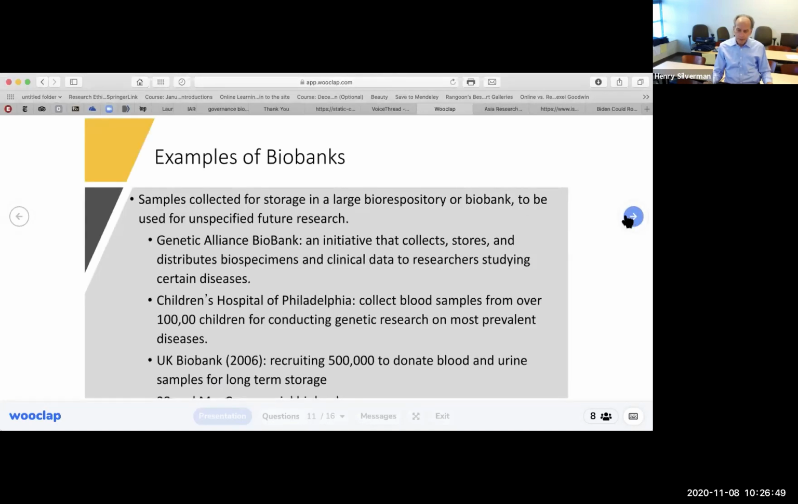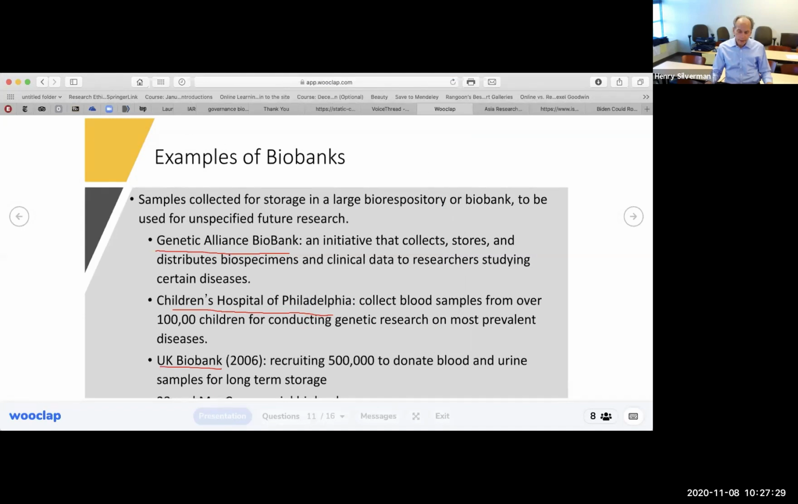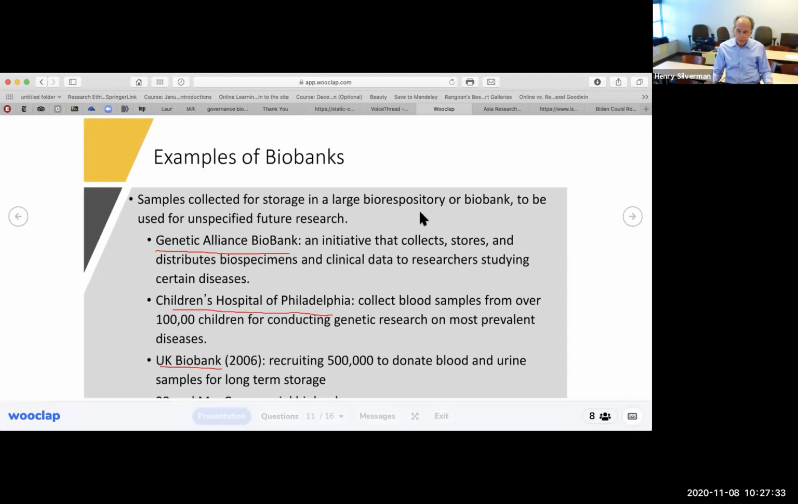Other specific examples of biobanks are shown in this slide. This is a Genetic Alliance Biobank, Children's Hospital of Philadelphia, which obviously has been in the news recently for other reasons. There's the UK Biobank, and then there's the, has anyone heard of the entity, 23andMe Biobank? That's a commercial entity.